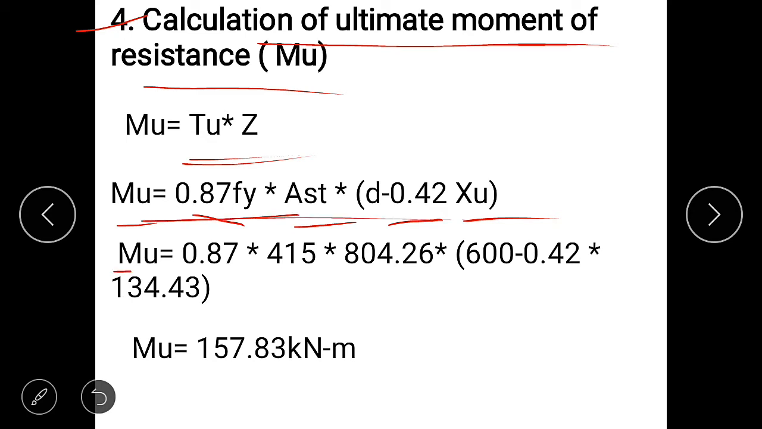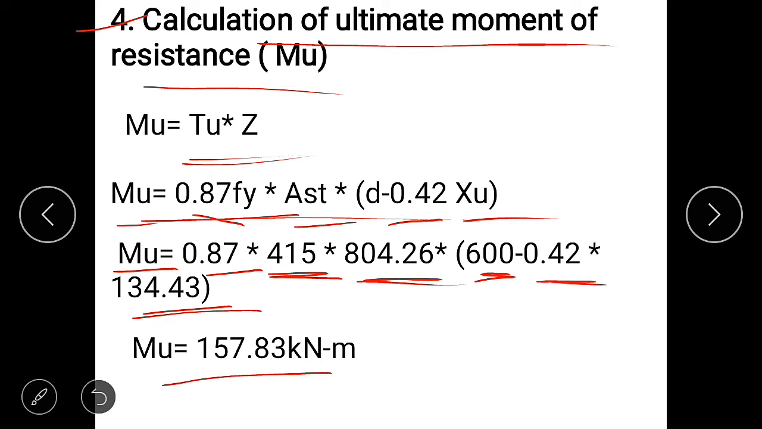So Mu is equal to 0.87, Fy value is 415, AST is 804.26, d is 600 minus 0.42 into Xu, which is 134.43. So our Mu is 157.83 kilonewton meter, or 157.83 into 10 to the power 6 Newton mm. So Mu here is 157.83.